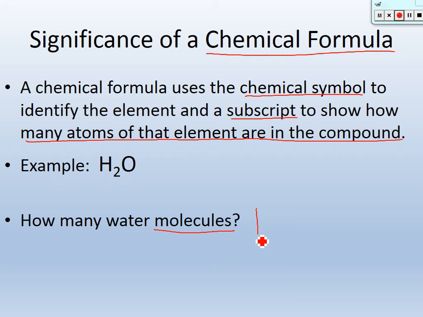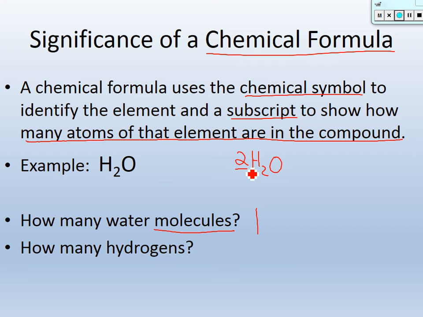What if it was like this? 2 H2O. How many water molecules would I have? 2. The number of compounds or molecules is given by this number out front. Okay. All right. So we're not focusing on that one anymore. I'm asking you about this one.